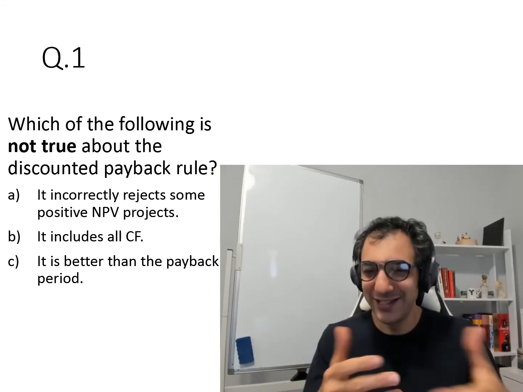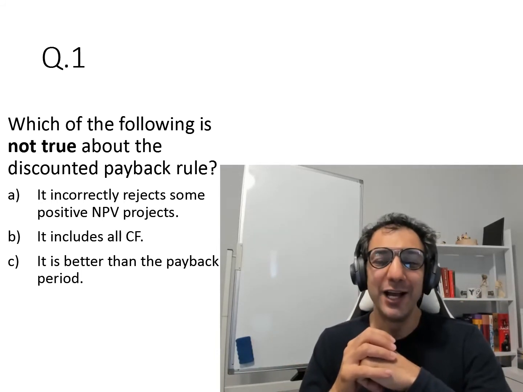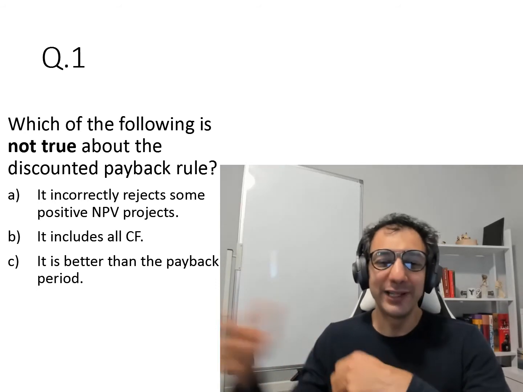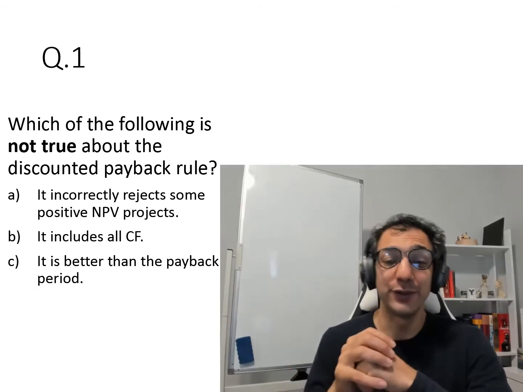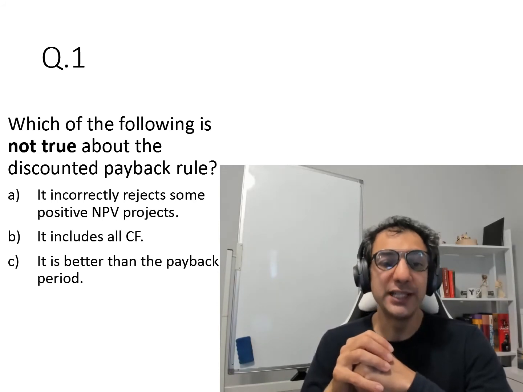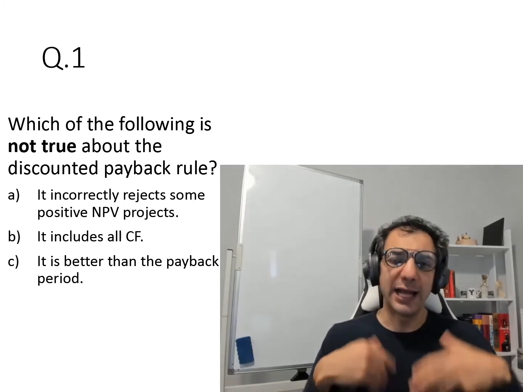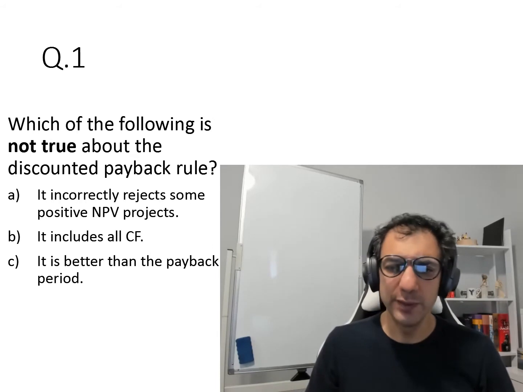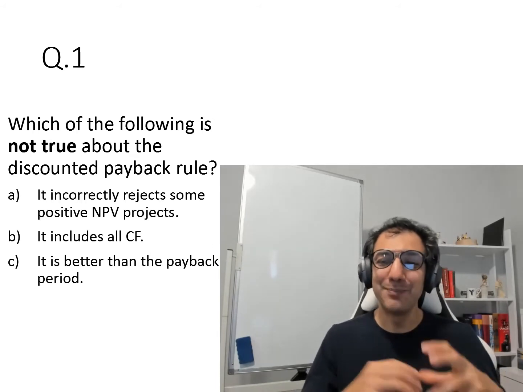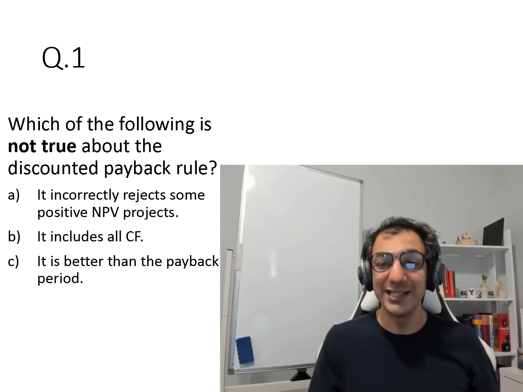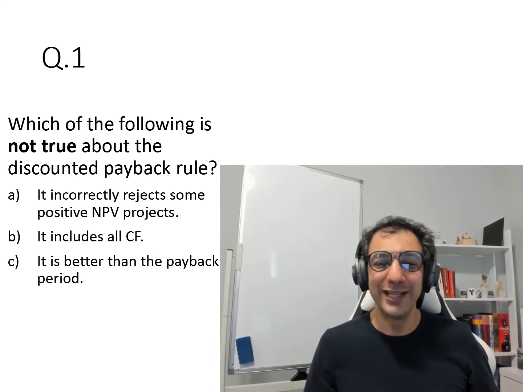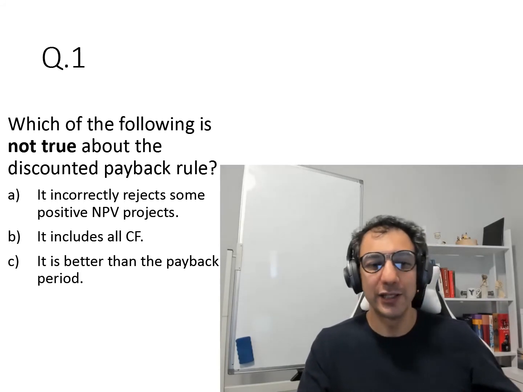And this is our answer. B is the answer because there is a cutoff point and you ignore all the cash flows after that, so you don't include necessarily all the cash flows. What about C? It is better than the payback period, which is correct. It actually addresses one of the major issues with the payback period, which is time value of money. So this is a better version of the payback period, but it still has some issues. So C is still correct. A is correct. So the only incorrect statement is B. So our answer here will be B.